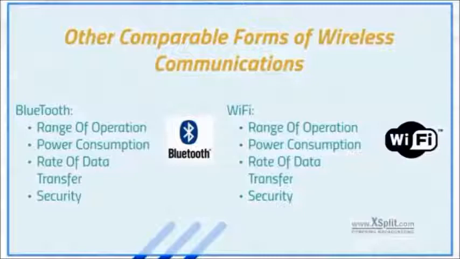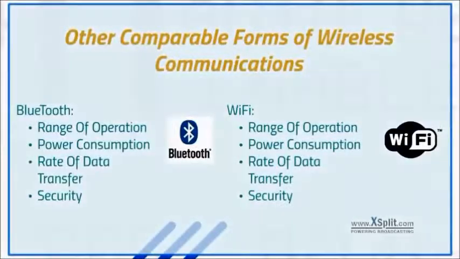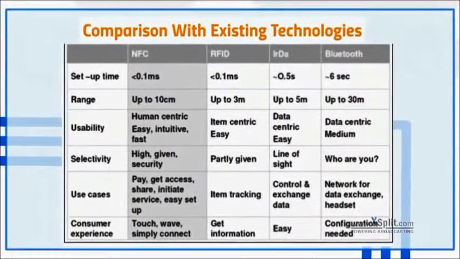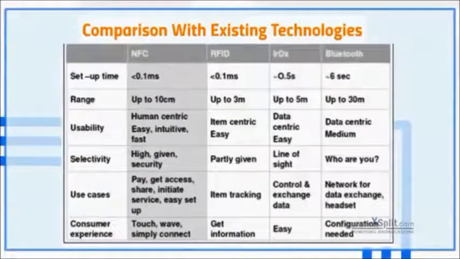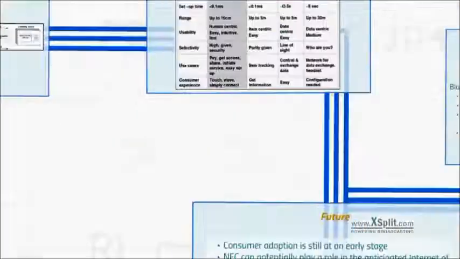Wi-Fi. Wi-Fi operates at a higher frequency than both Bluetooth and NFC at 2.4 GHz or 5 GHz. The power consumption is also greater than both NFC and Bluetooth, but data rates are up to 300 megabytes a second. Security of a Wi-Fi device is encrypted through WEP or WPA.